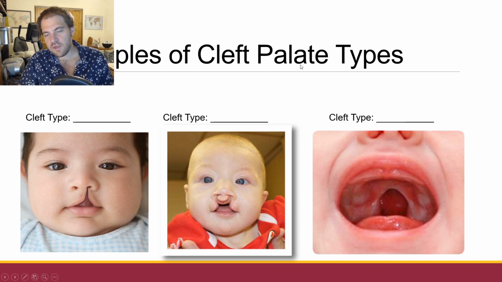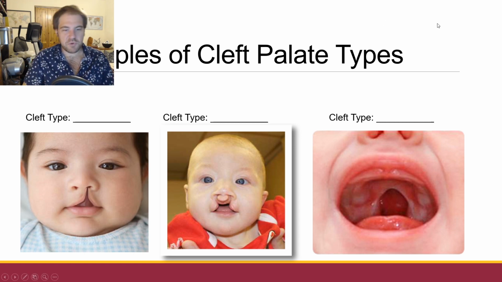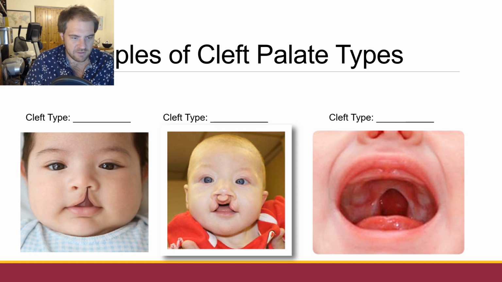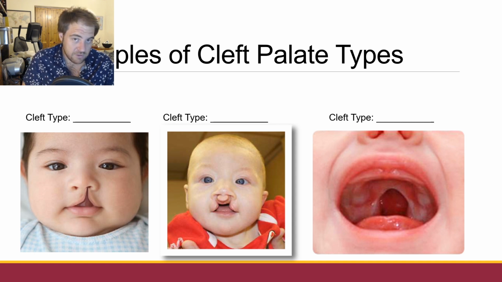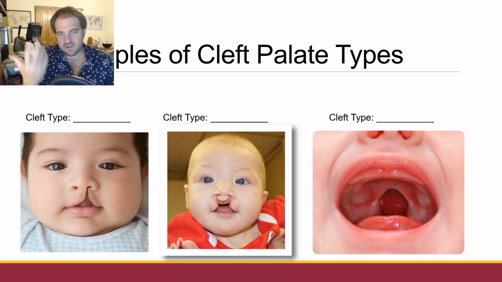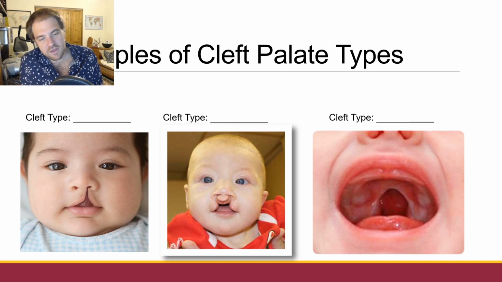Okay, so this works better in person, but usually I have you just yell out what you think it is. But, you know, go ahead and test yourself. So the first one, what do you think it is? It's either unilateral cleft lip only, or it's unilateral cleft lip and cleft palate. We're not totally sure, because we can't see anything in the top. So we're assuming it's unilateral cleft lip, and the rest is undiagnosed.